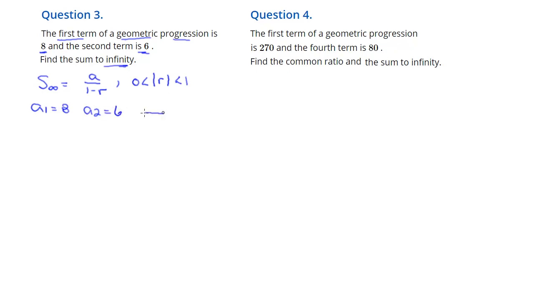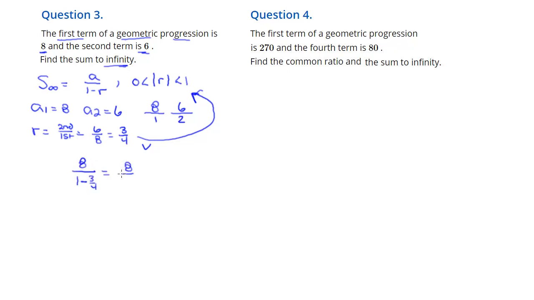Anyway, we've got a first term and a second term. It's pretty easy to figure out r, because all we've got to do is take the second term and divide by the first term, and we'll find that r is equal to 6/8 or 3/4. So 3/4 does meet the requirement of being between 0 and 1, and now all I've got to do is put 8 over 1 minus 3/4, or 8 over 1/4, which, since dividing by 1/4 is the same as multiplying by 4, gives us 32.